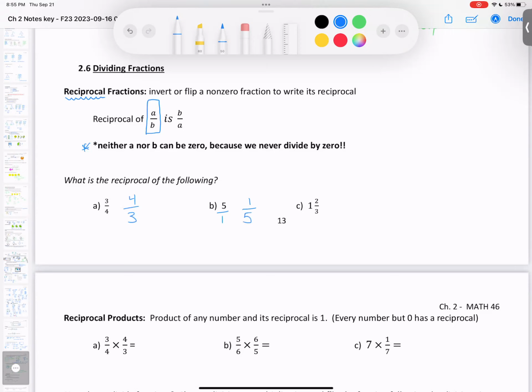All right, how about 1 and 2/3? Well, let's convert that to an improper fraction. So we're going to do 3 times the 1 for 3 plus 2 gives us 5, and it's going over our denominator of 3. So this 1 and 2/3 is the same thing as 5 over 3. So the reciprocal is 3 over 5. Okay.